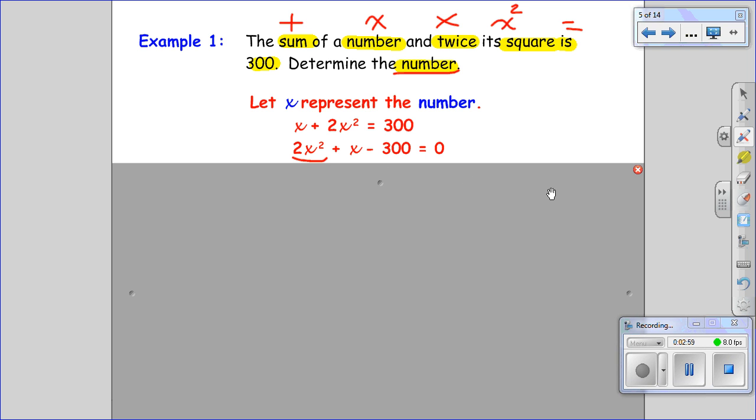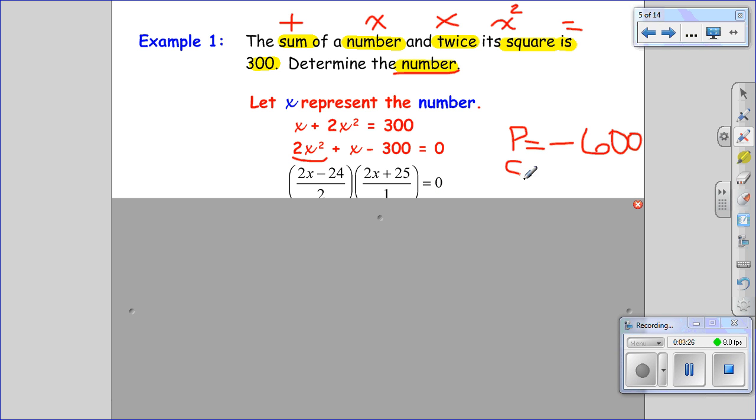So really what I'm going to do is use the complex trinomial strategy, and I can use either decomposition or the "down under method" to solve for my x. And since that's the method I prefer, that's what I'm going to use. So I need two numbers that multiply to be negative 600, which was the product of 2 and negative 300, and have a sum of positive 1. And of course, those two numbers would be negative 24 and positive 25.